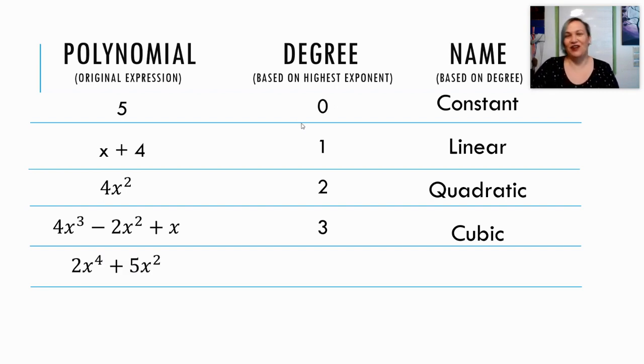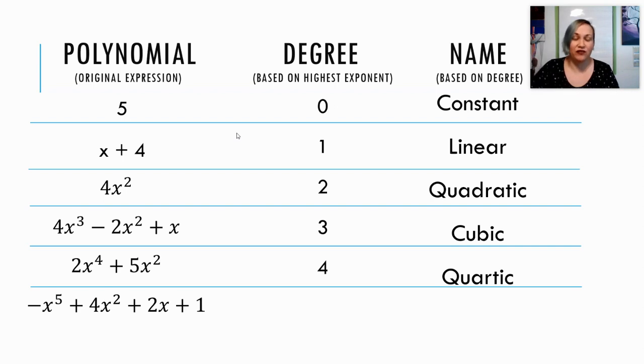If you've guessed, our next degree is going to be the number 4. So again, it's the highest exponent that you see. So it's the number 4. And this one is called a quartic, like a quarter, right? 4 quarters in a dollar. And then finally, we have the number 5, and that is called a quintic.